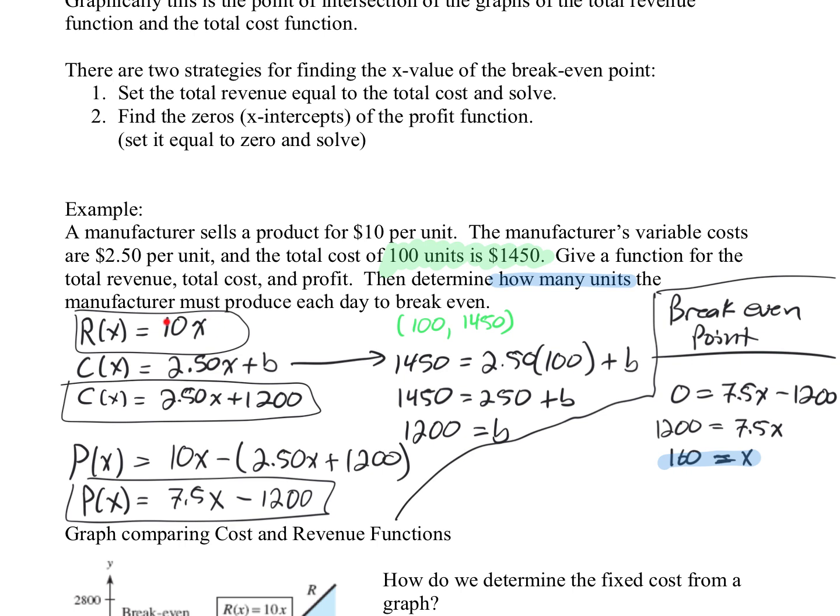So if you plug 160 into R or into C, you have the same value for revenue and cost right there. Of course, if you plug it into profit, the profit is going to be 0 because it is a break-even point. All right, let's look at the situation from a slightly different point of view.